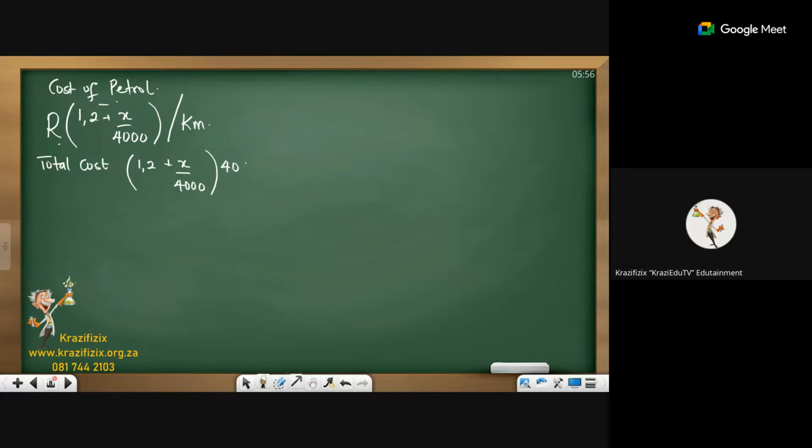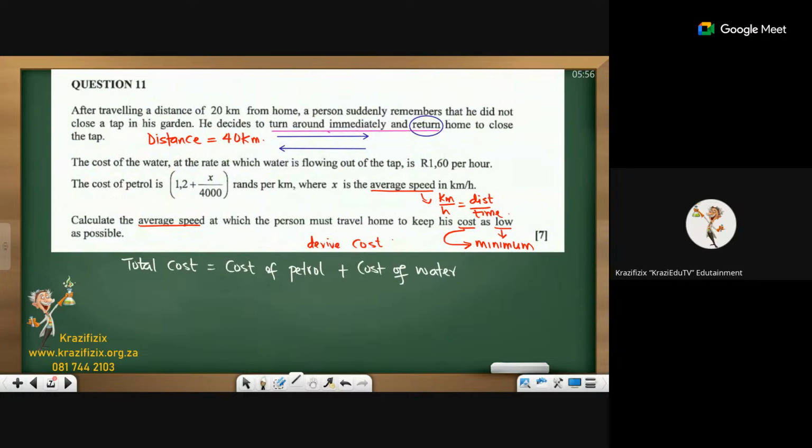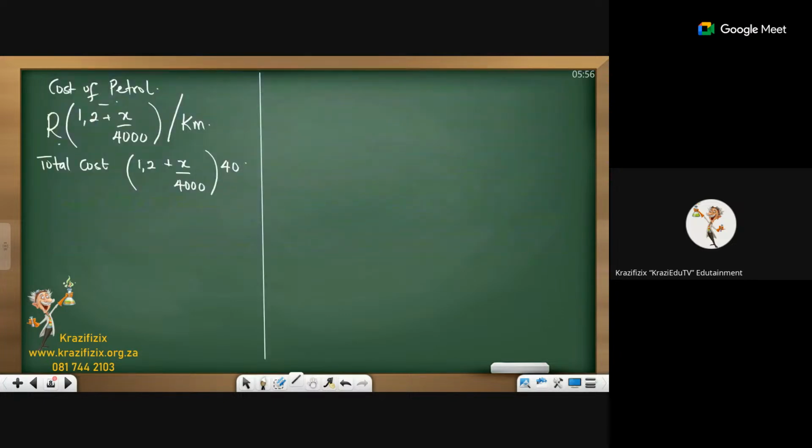Okay, let's see something for the water. We are given the cost of water at 1 rand 60 per hour. All right, 1 rand 60 per hour. The question is, how many hours has this guy traveled?